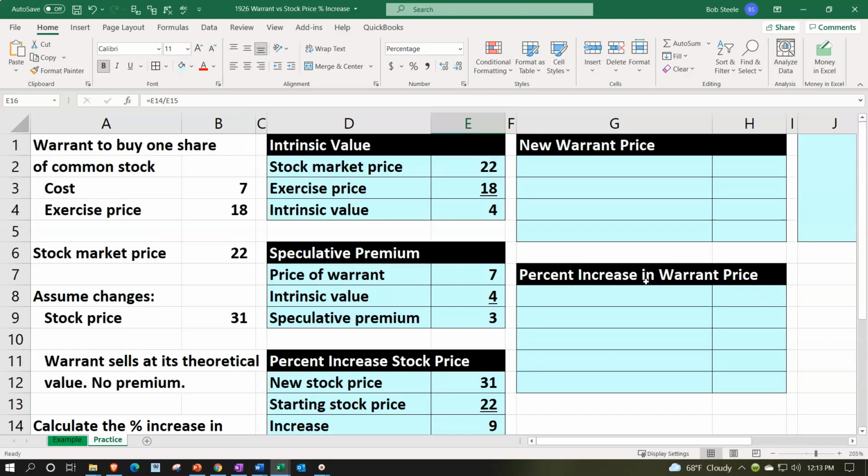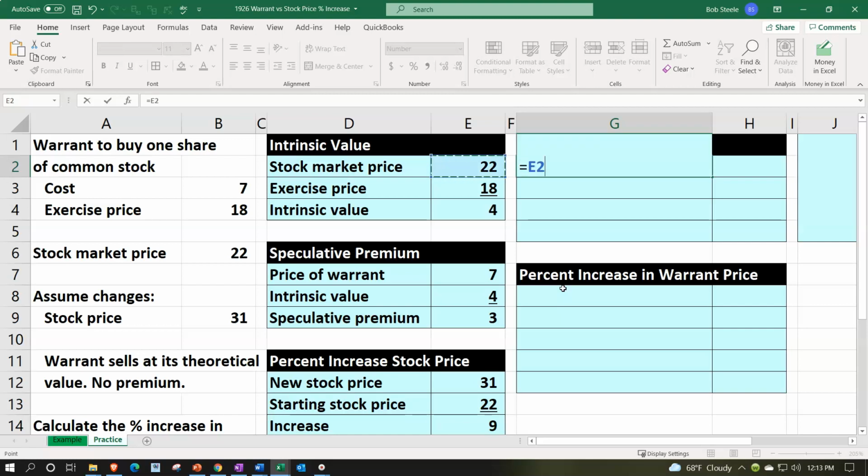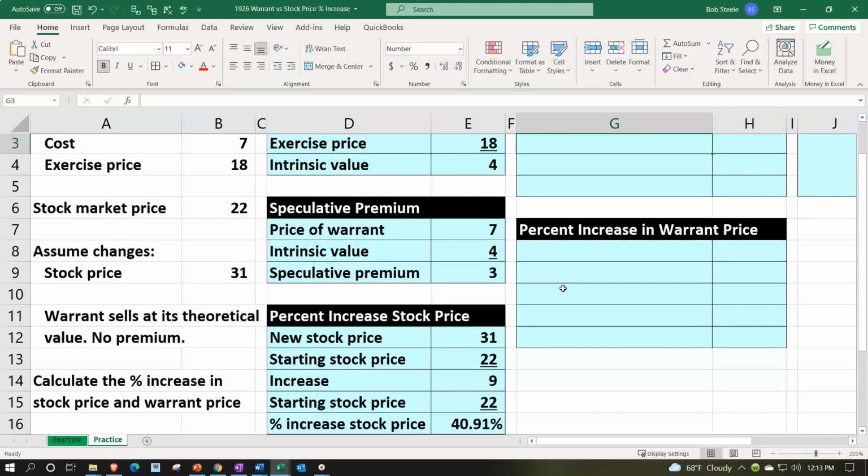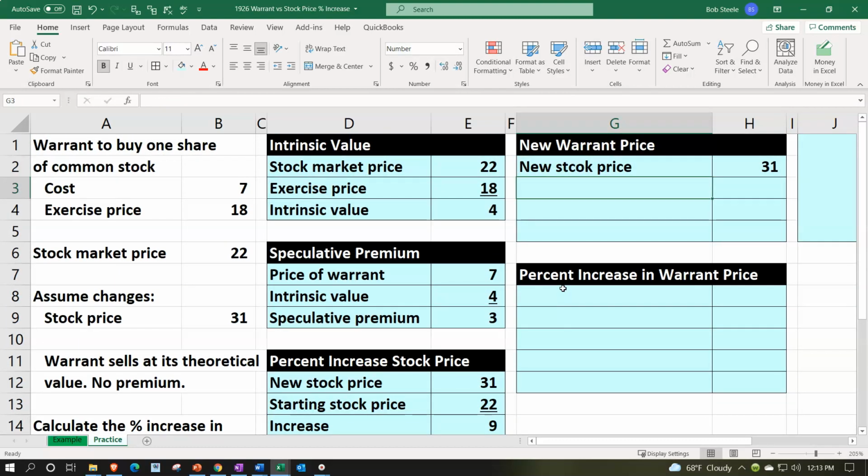We didn't exercise it or anything, but we're just holding on to it. And we bought it, if it was $7, now it went up. Well, now we got the new stock price. The new stock price, let's do the same. New stock price is now at $31 versus the exercise price of the warrant, which is at $18 that we can exercise the warrant for.